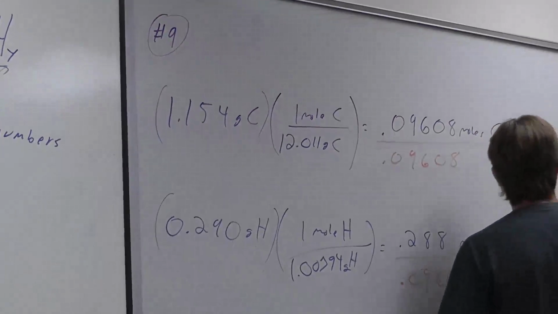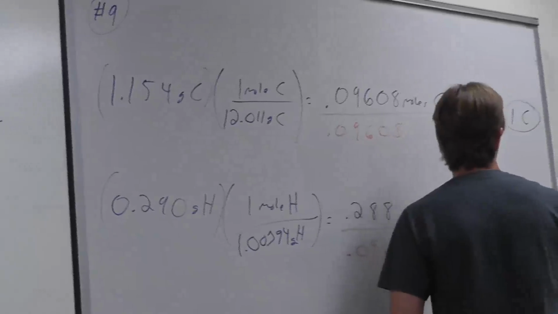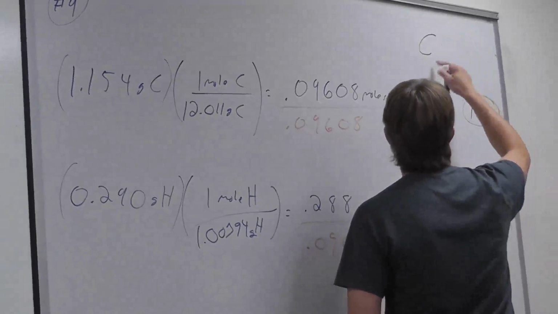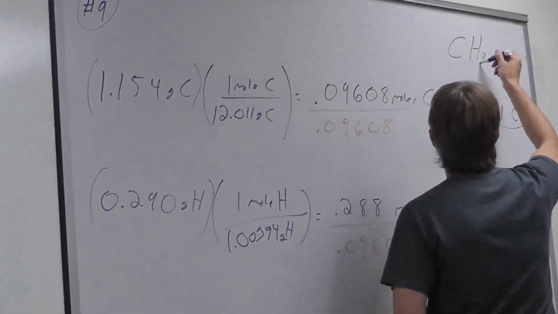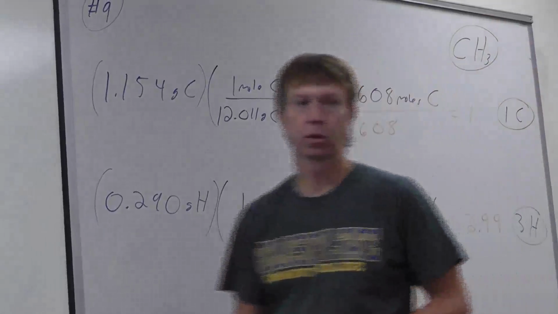1 carbon for every 3 hydrogens. And so you would write that as a formula being 1 carbon and 3 hydrogens. That's our empirical formula.